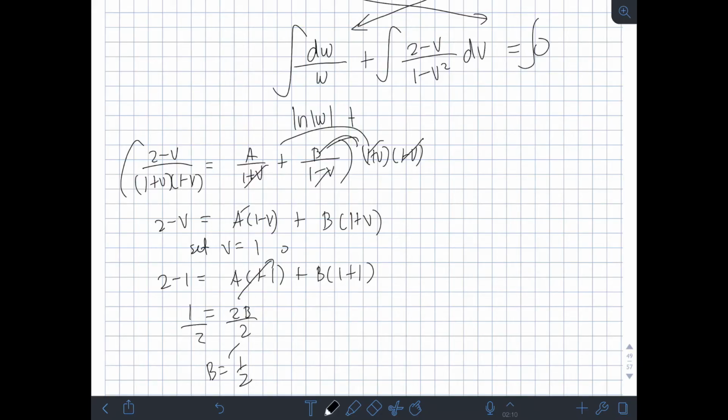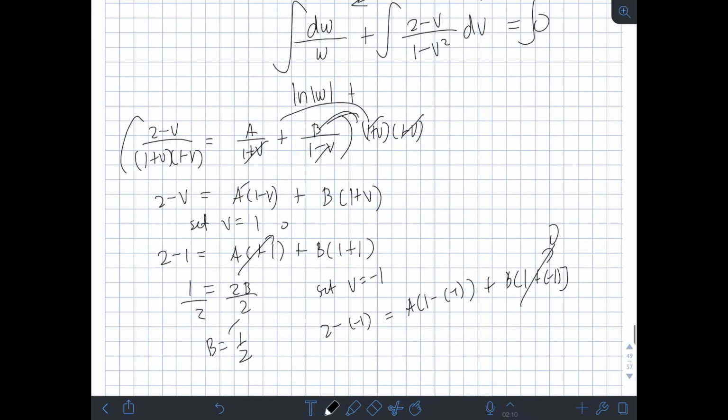So, this time, substitute naman natin na V is negative 1. So, 2 minus negative 1 equals A times 1 minus negative 1 plus B times 1 plus negative 1, para makancel naman si B. So, 0 na dito, right? So, 2 minus negative 1 is 3 equals A times 1 minus negative 1, is parang 2A. Divide both sides by 2. A is equal to 3 halves.